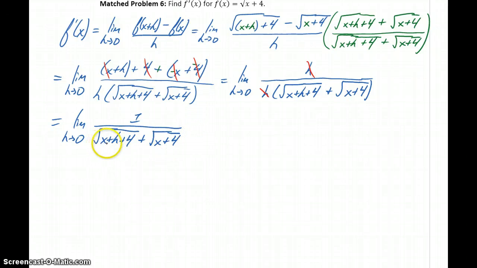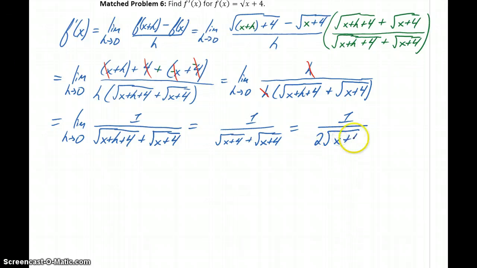So now we have something that we can evaluate using direct substitution. We canceled out that lone h by itself in the denominator. We still have an h here, but if we plug in 0 for that, we won't end up with a 0 in the denominator. So direct substitution is going to give us 1 over the square root of x plus 4 plus the square root of x plus 4, which is just going to be 1 over 2 times the square root of x plus 4.